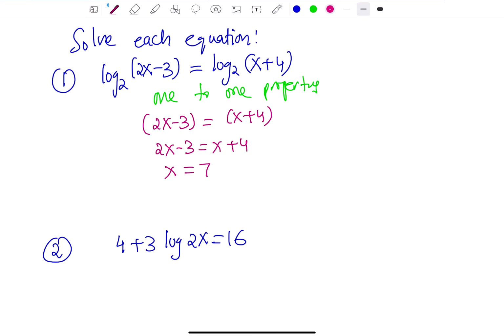Now plug that x as 7 back in the original equation just to make sure that we won't end up with log of negative or log of 0, which is not happening. Both of them are going to be log to the base 2 of a positive number. So we can box and say x equals 7 is our solution.